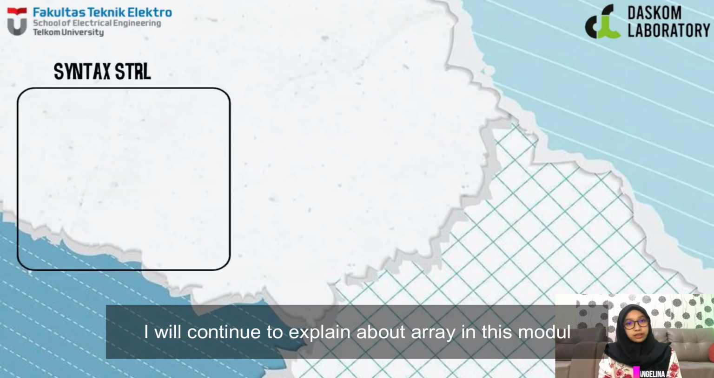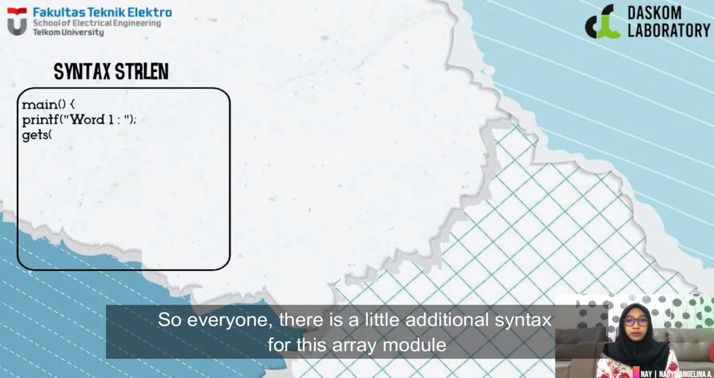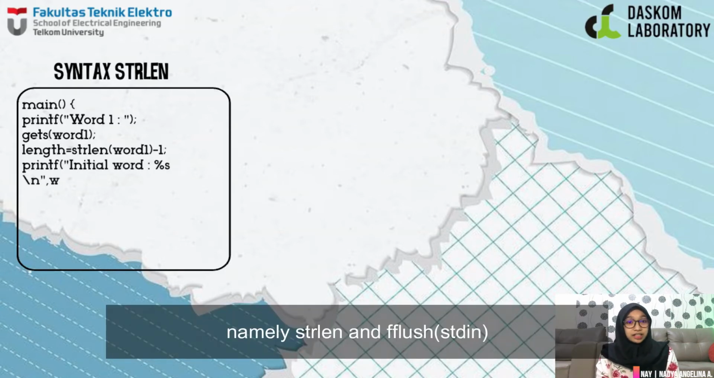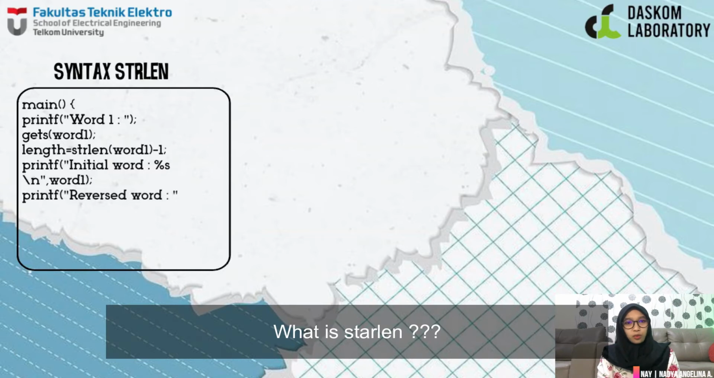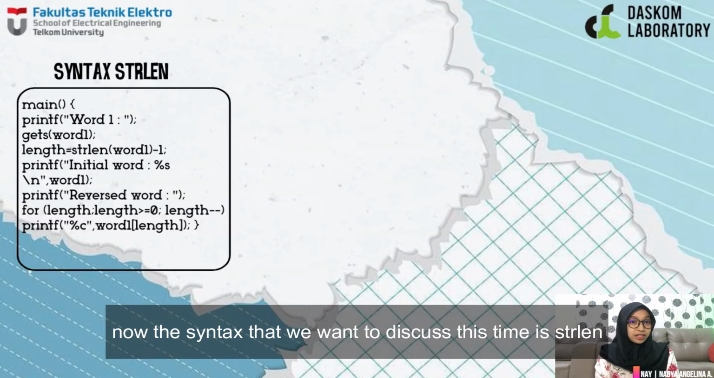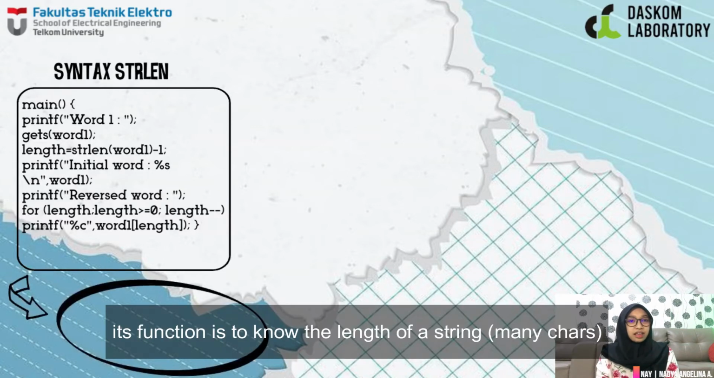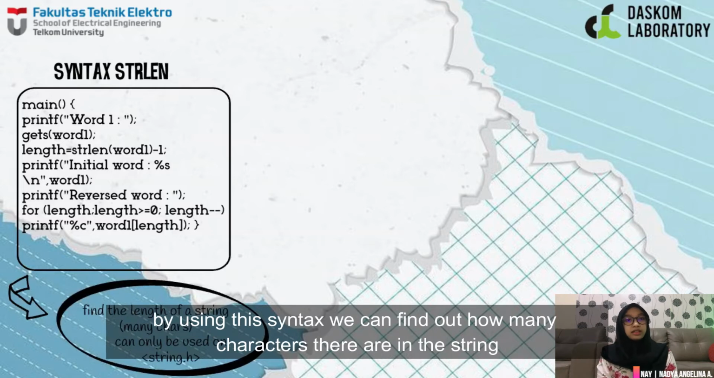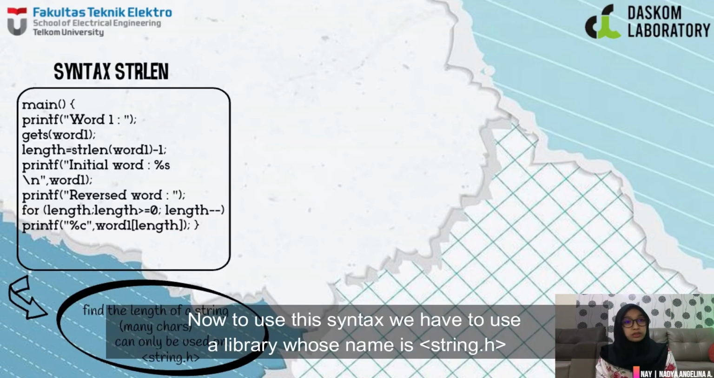Okay, I will continue to explain about array in this module. There is a little additional syntax for this array module, namely strlen and fflush. What is strlen? Strlen stands for string length. In the previous material we have learned strcmp or string compare, and now the syntax that we want to discuss this time is strlen. Its function is to know the length of a string or how many chars it has. By using this syntax, we can find out how many characters there are in the string. To use this syntax, we have to use a library named string.h.